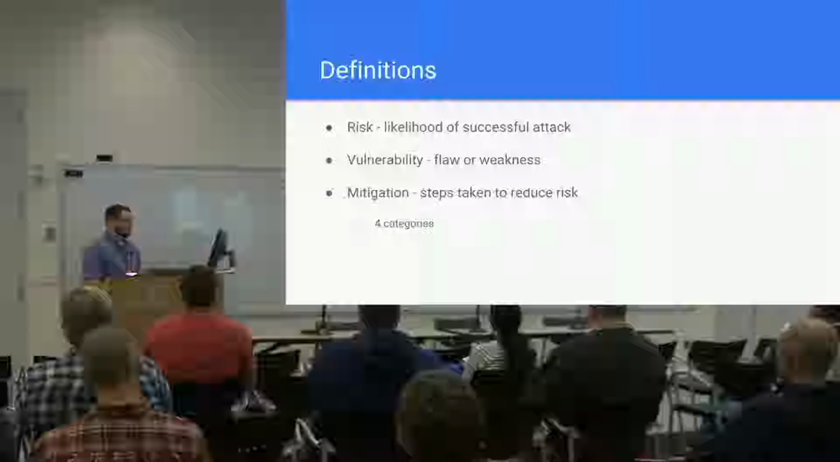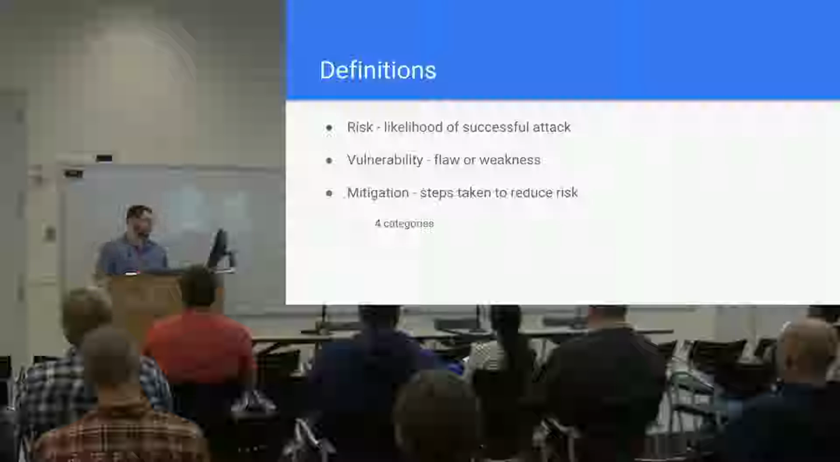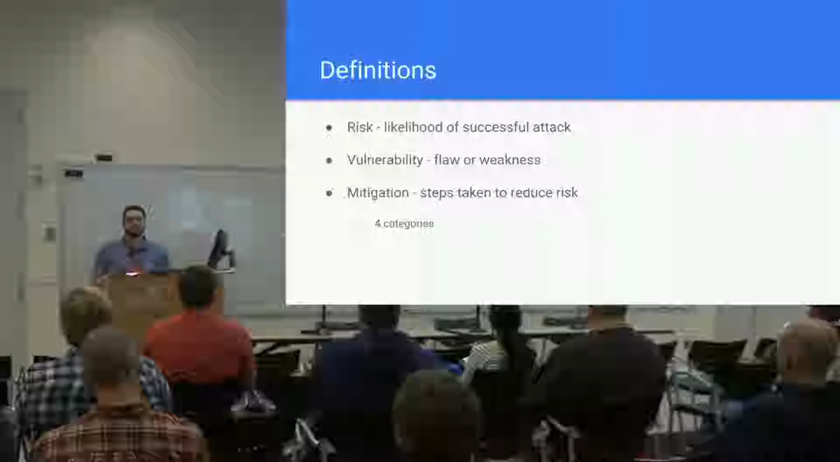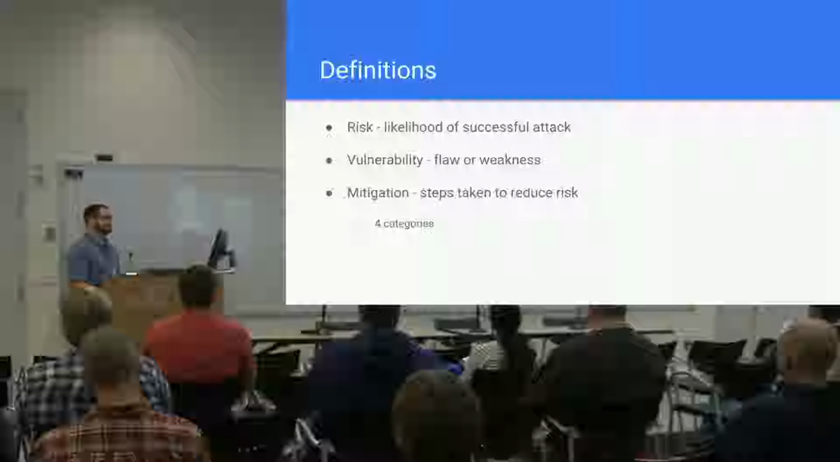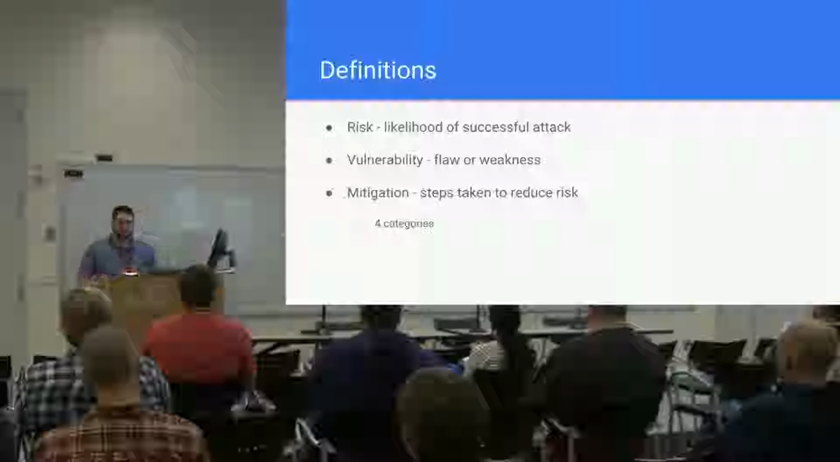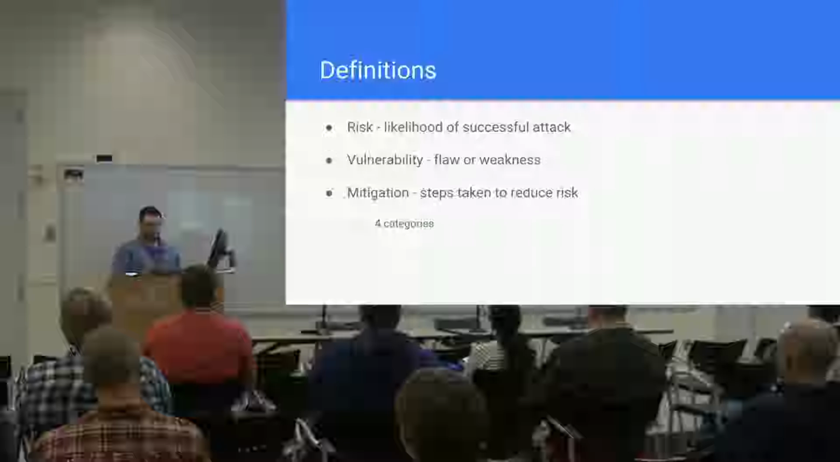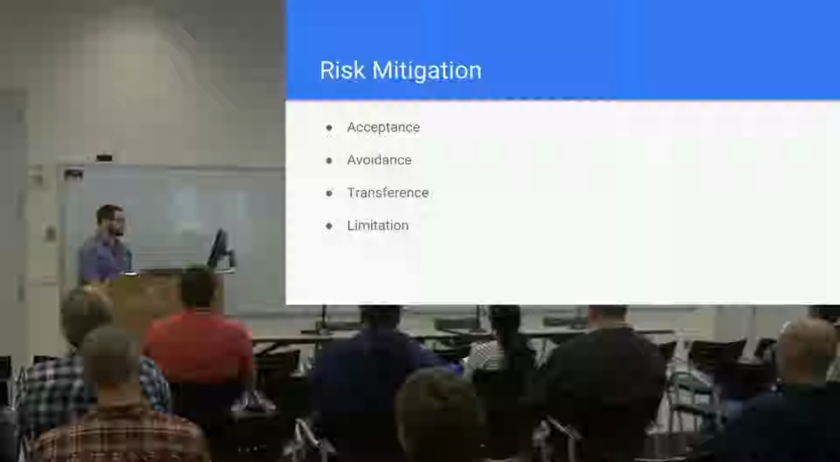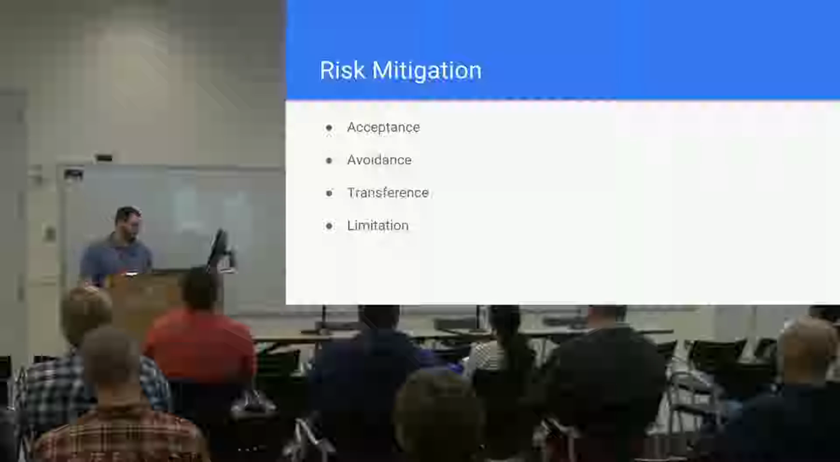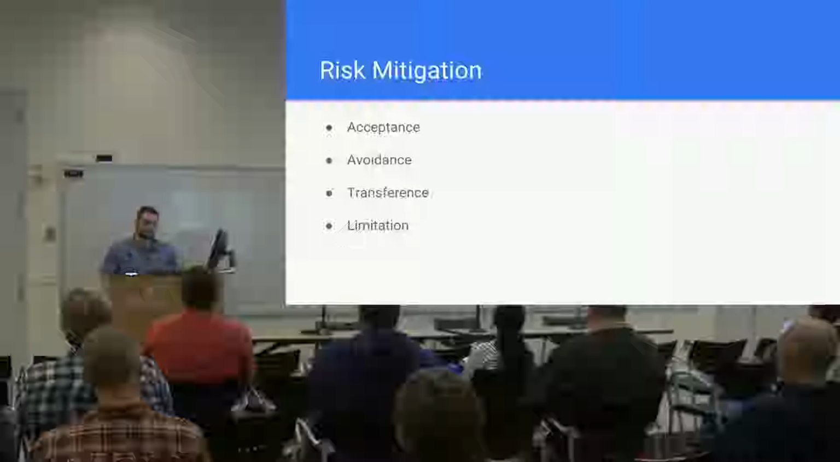Vulnerability, that's another term. That is the flaw or weakness in question, the thing that leads to the risks. And then we say we don't fix vulnerabilities, we mitigate vulnerabilities. You can't completely get rid of them, but you can mitigate them. Mitigation is steps taken to reduce risks, and that generally falls into 4 categories. The 4 categories of risk mitigation are acceptance, avoidance, transference, and limitation.